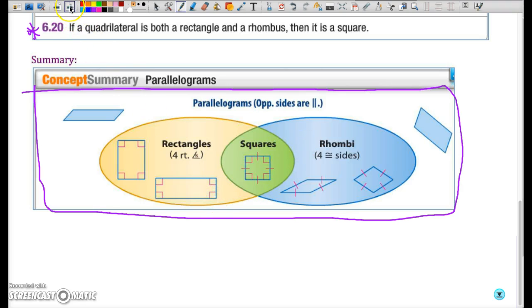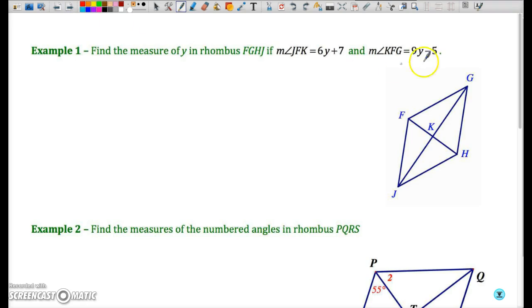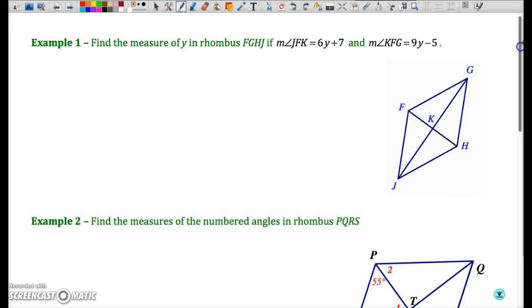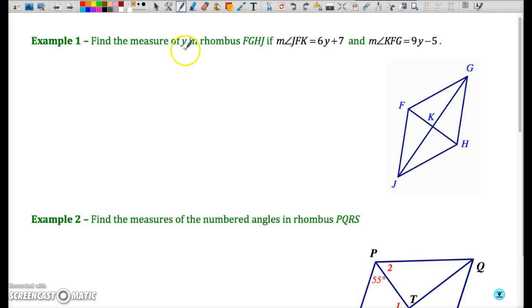Okay, so we're going to move on now to the examples to see how these things are going to play out in the problems. First of all, we're asked to find the measure of y. The key word, of course, is that FGHJ is in fact a rhombus.